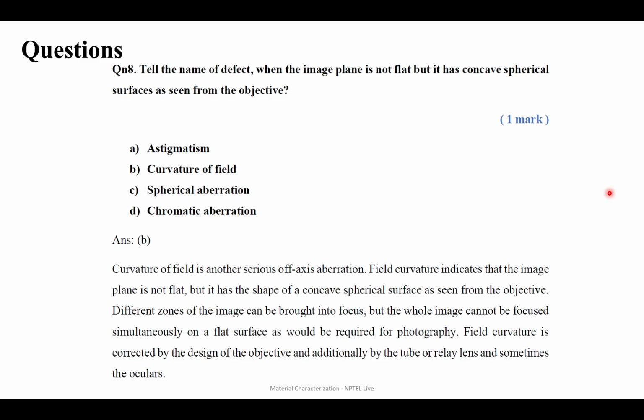So curvature of field happens when you look into the image and you expect it to be flat, but it is a curved image, and that curvature is coming due to the high curvature of the objective. It is sometimes called the fisheye effect.